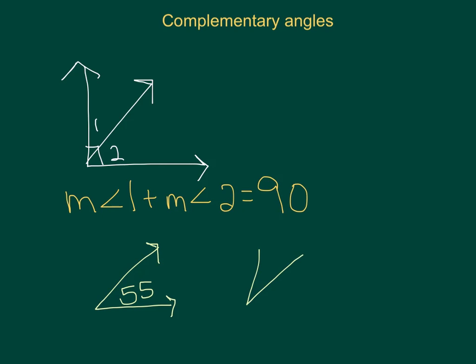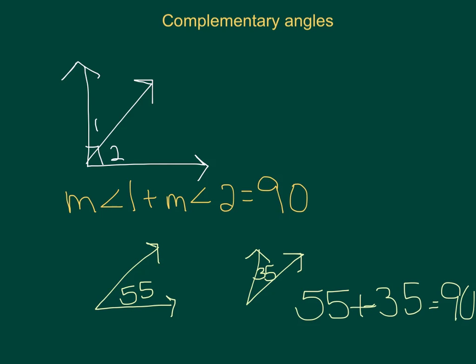a 35 degrees. So you could say the 55 plus the 35 equals 90.